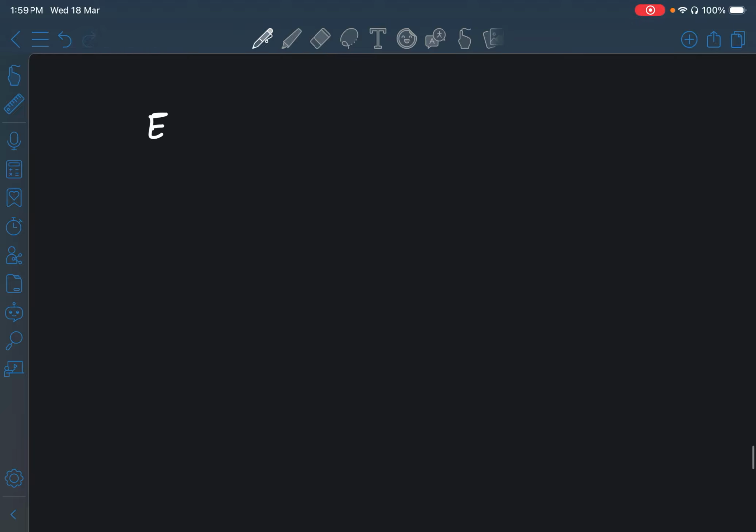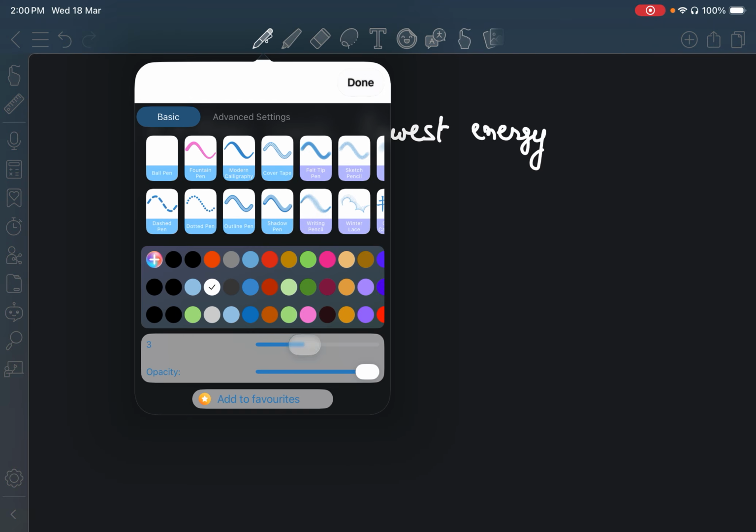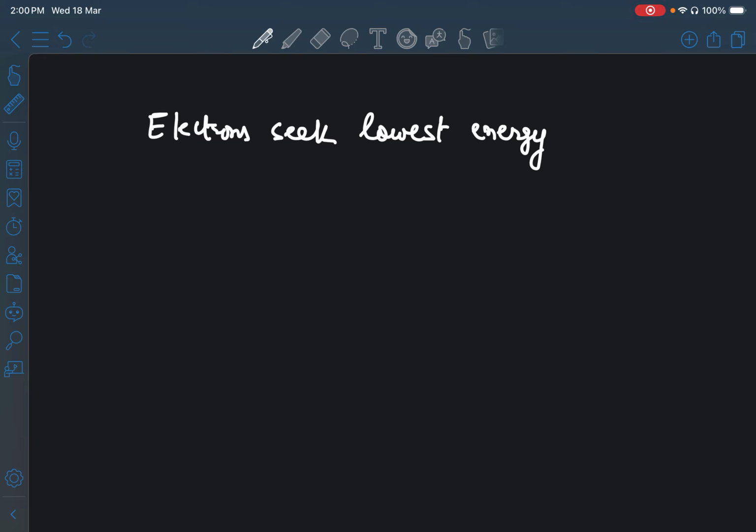Electrons seek lowest energy. That's a golden rule here, right? Everything that follows comes from this one statement. Electrons arrange themselves to minimize energy, nothing else. That's a very important statement here.